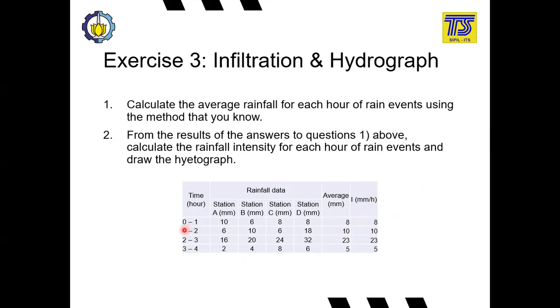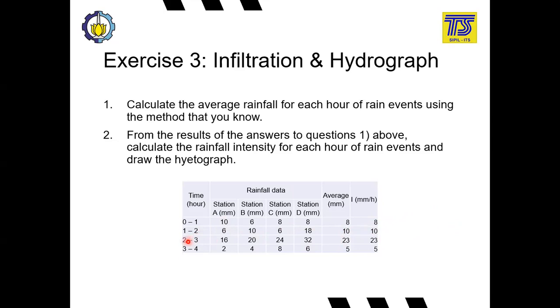But if here we have 1 until 1.5, so we only have half an hour. So to calculate the intensity, we have to divide this average by the 1 hour. So here we have only half an hour. If the 10 millimeter is happening in half an hour, so for 1 hour, we will have 20 millimeter per hour.